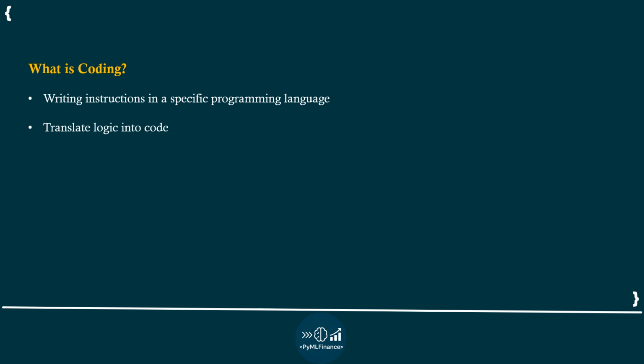So what is coding? Coding is writing instructions in a specific programming language. It is used to translate your logic into code. So it is the process of writing instructions for a computer using a certain programming language.